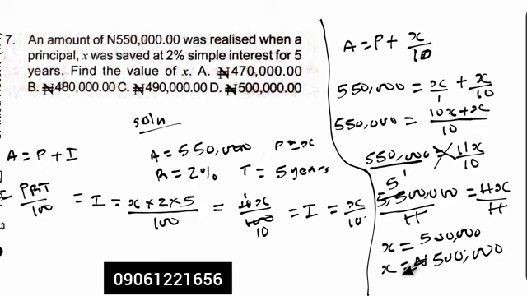So let's look at the options. That is option D. Yes, it's option D. So this is the answer to the problem. Option D is the answer. So guys, that's how we solve this problem. Let's dive into question 8.